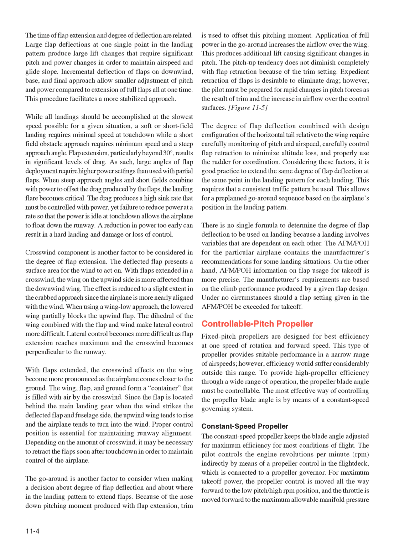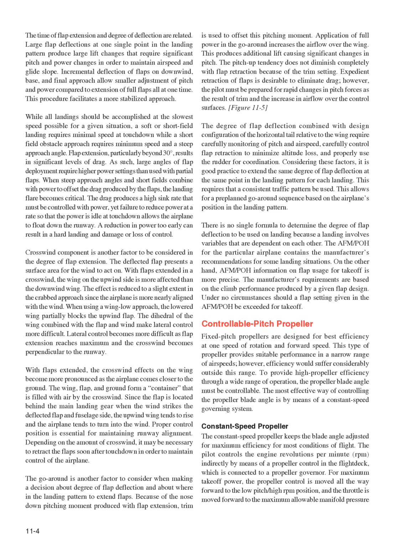When steep approach angles in short fields combine with power to offset the drag produced by the flaps, the landing flare becomes critical. The drag produces a high sink rate that must be controlled with power, yet failure to reduce power at a rate so that the power is idle at touchdown allows the airplane to float down the runway. A reduction in power too early can result in a hard landing and damage or loss of control.